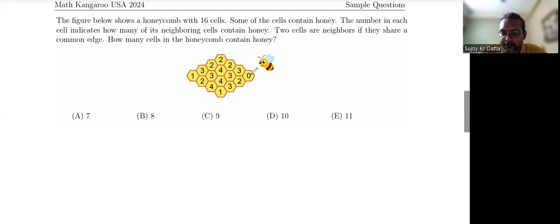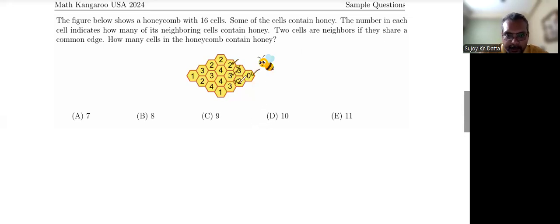has exactly how much. Now, if you start from here, it says zero. That means this and this, they don't have honey. That's for sure. Now, if you look at this one, three, the ones with which it shares a boundary are this one, this one, this one, and this one. The fact that it says three means three of them are going to have honey. This one is already out. So the only three left are this one, and this one.